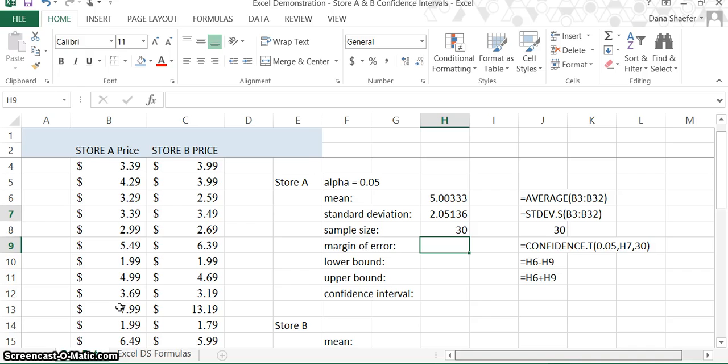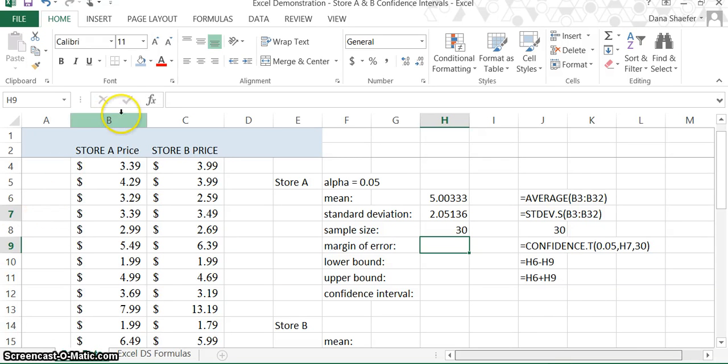Next thing that I need is I need the margin of error. So the margin of error is that actual confidence command that we're going to use in Excel. So Excel does not give us the confidence intervals. It has a procedure to compute the margin of error. And then we're going to have to take that margin of error and add it to the sample mean and subtract it from the sample mean to create that confidence interval. So we're going to use Excel to find the margin of error.